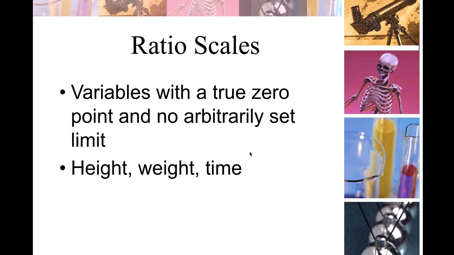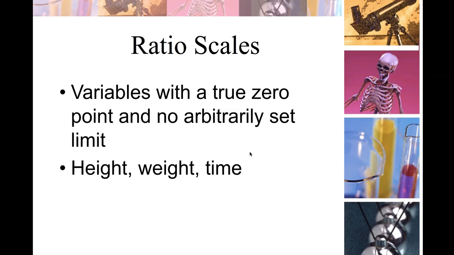And then also, are we going to measure them in seconds? Are we going to measure them in tenths of seconds, hundredths of seconds, thousandths of seconds? So not only is there no limit on how long the race could take, but there's also no limit on how we could measure the timing of it. So there's no arbitrarily set limit, and there's a true 0 point. If it took somebody 0.0 seconds to go from Wilmington to Los Angeles, that means they never showed up. They never raced. The race never happened, right?